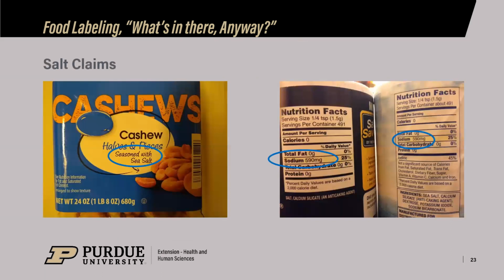Another example is salt, whether it's iodized salt, sea salt, they all have the same amount of sodium in them. So sometimes people might think Himalayan salt or sea salt might be healthier than regular salt, but they're all still salt. Again, if you flip the back to look at nutrition labels and look at sodium to really see how much salt is in the product.